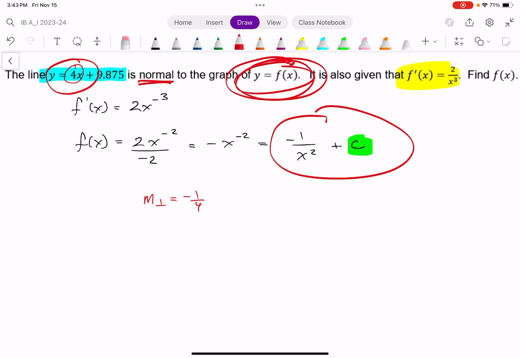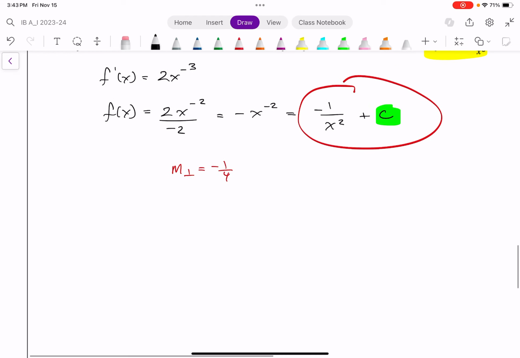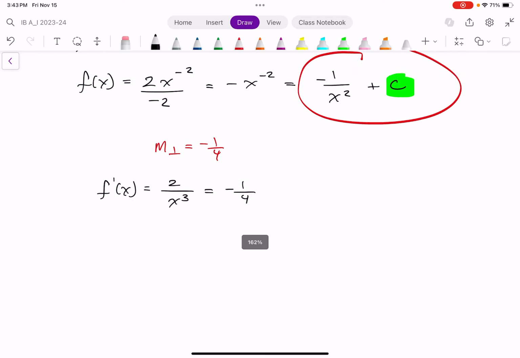Well, slope has to do with the derivative. And so now I want to come back to our derivative, actually, and figure out when does my derivative equal -1/4. So let me erase all my scribblings here, and let's do that. So let's go back to my derivative now, which again, I'm going to write as a fraction. So f prime of x was 2 over x cubed, and I want to find out where this equals -1/4. So let's solve for this.